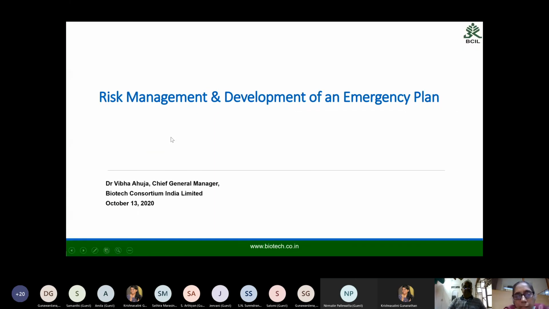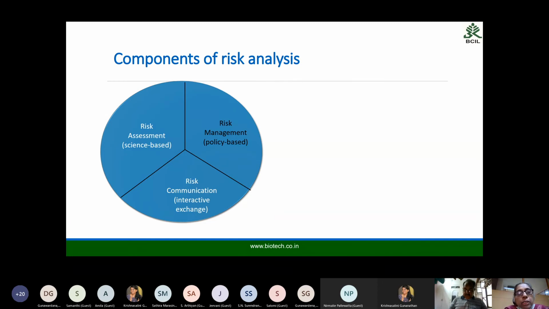So this is an important component of the whole guidance process: risk management and the development of an emergency plan. Time and again we talked about the emergency plan being in place, so we thought we would touch upon this information also. Dr. Tyagi already explained that risk analysis has three components: risk assessment, risk management, and risk communication. Risk assessment is science-based, risk management is policy-based, and risk communication is the interactive exchange.